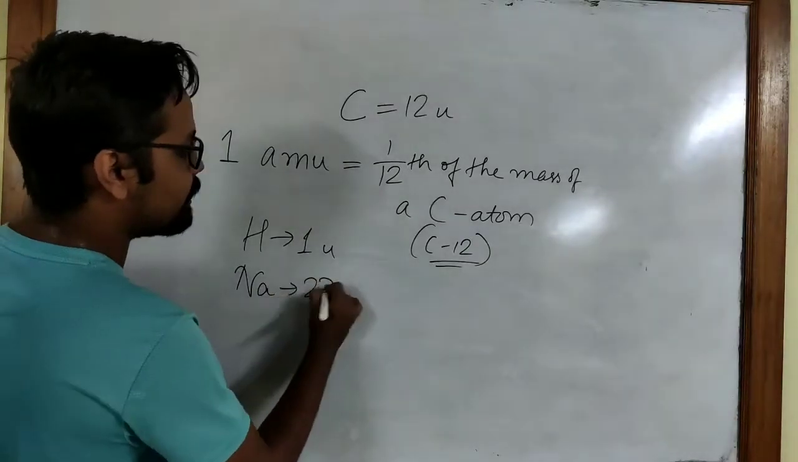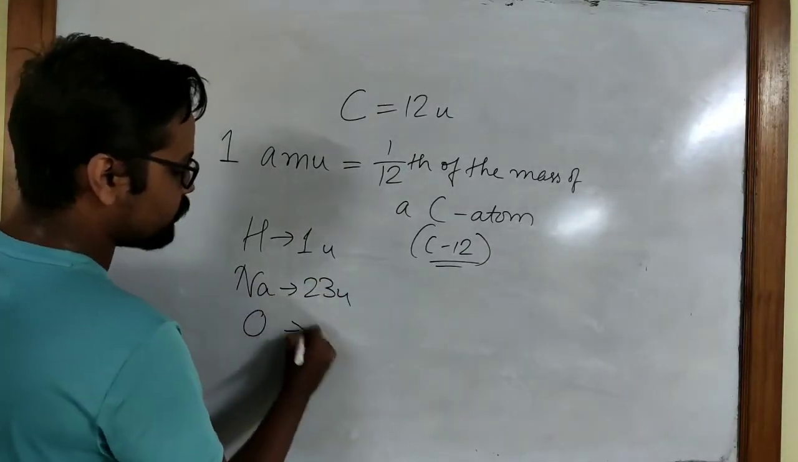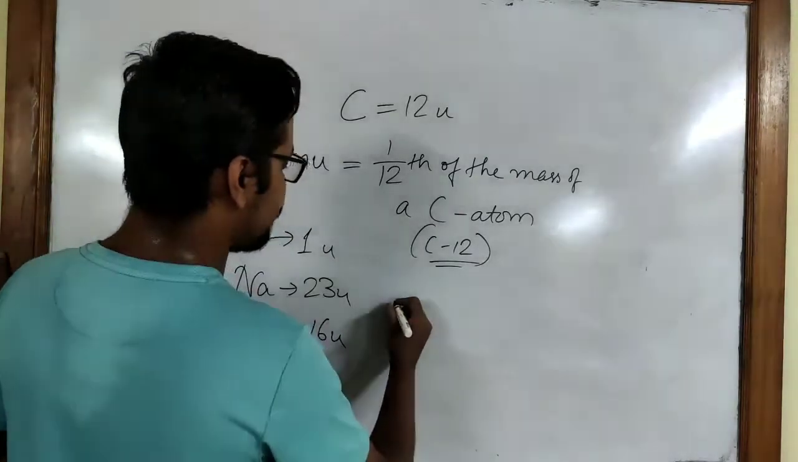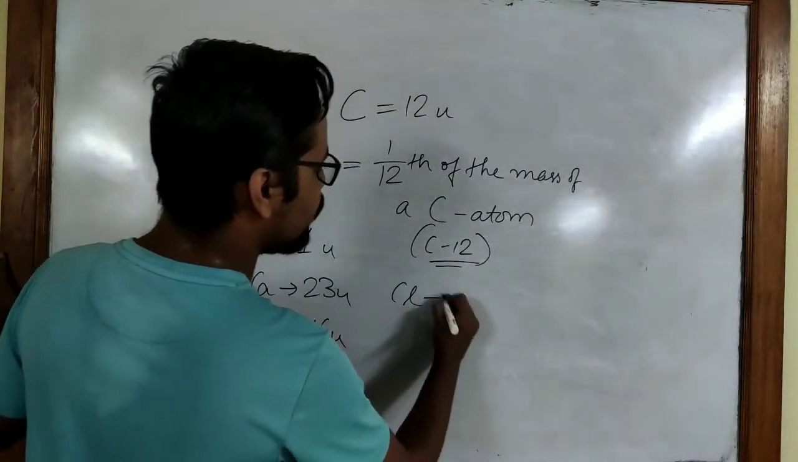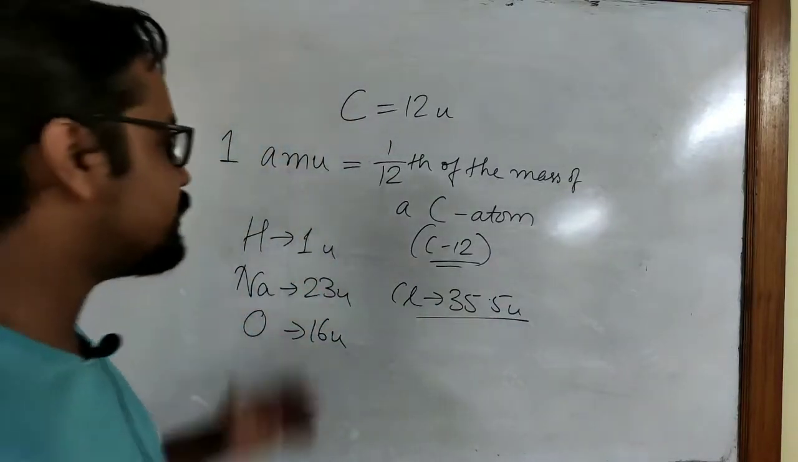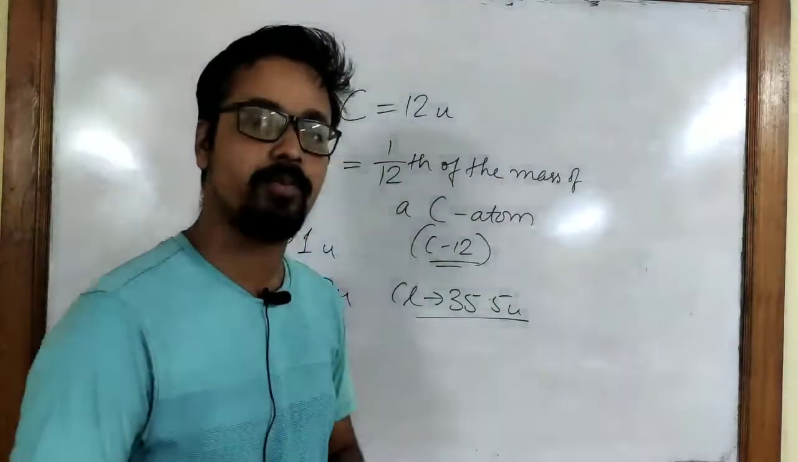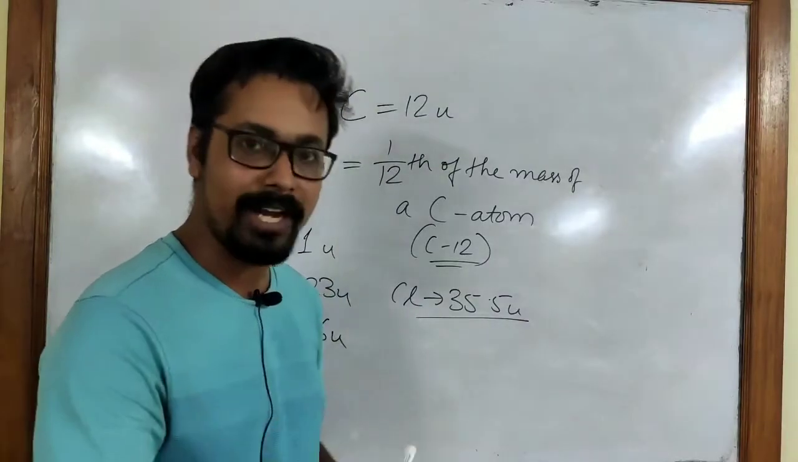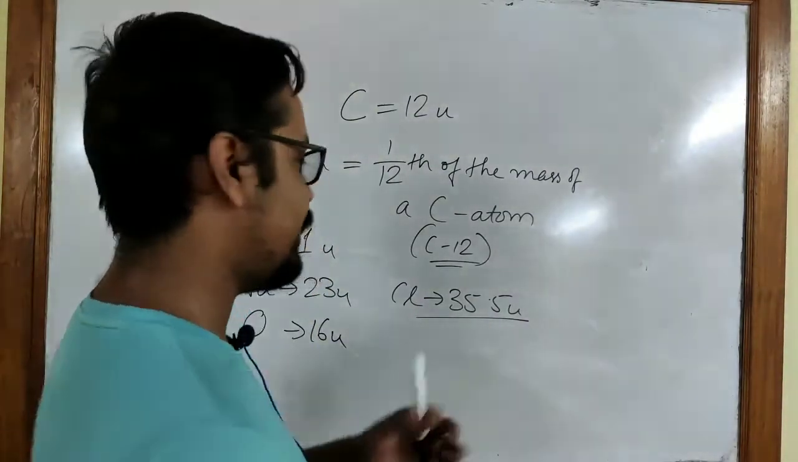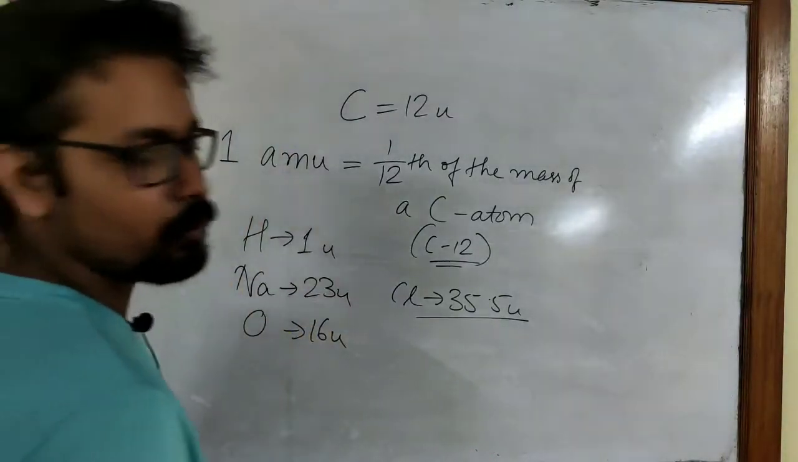Sodium has a mass of 23 u. Oxygen has a mass of 16 u. Similarly, there are others, for example chlorine has a mass of 35.5 u. So like this you will get the atomic mass. There is a table given in your book, so go and look at the table. It might be useful in some cases. There are some problems which we will do and they will use these atomic mass units.